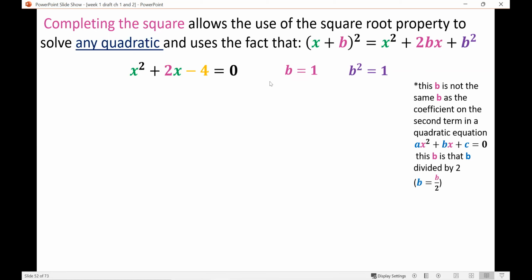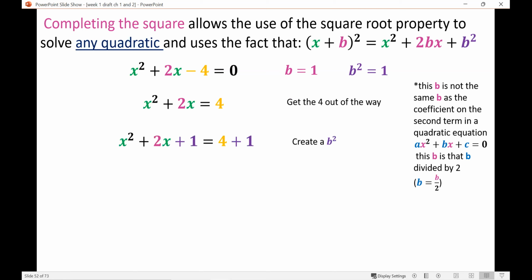All we did to figure that out is we took the coefficient on x, divided by 2, and we call that b. It's also going to be the b that we factor to. Squared it to get our b squared. So now we know that we need this constant to be a positive 1. Well, we can do that. Just move the 4 to the other side, subtract 4 from both sides, and then add 1 to both sides. So we've created our b squared term, our constant term, to be exactly what we need for this quadratic to factor as a perfect square.